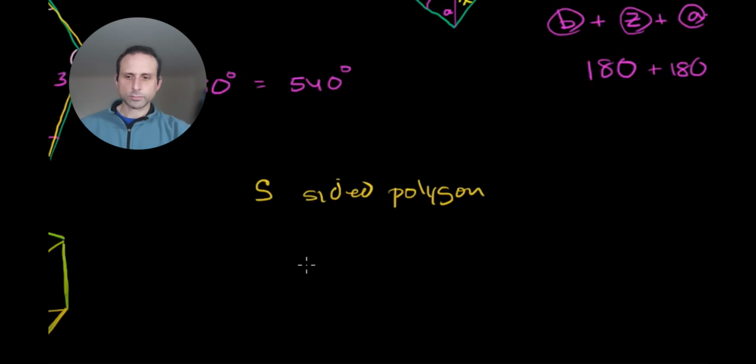Let's say I have an S-sided polygon and I want to figure out how many triangles, non-overlapping triangles that perfectly cover that polygon. How many can I fit inside of it? And then I just have to multiply.